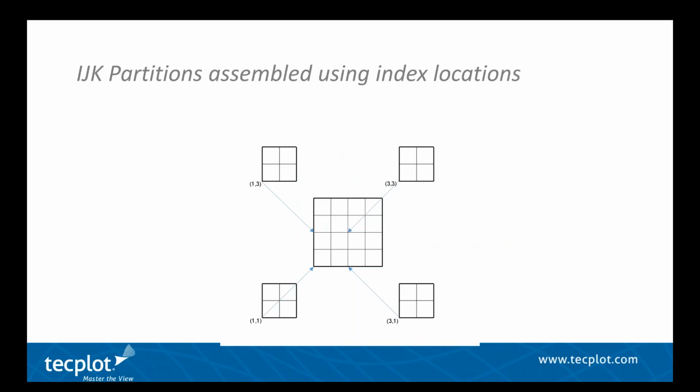IJK partitions are a little bit easier. You just have to identify for each partition where the lower left-hand corner resides in the overall zone. And that's all the information TecIO needs for those partitions. Next slide, please.